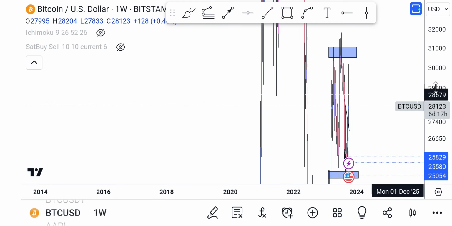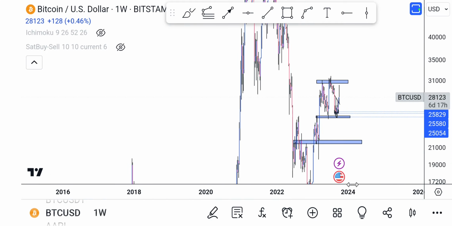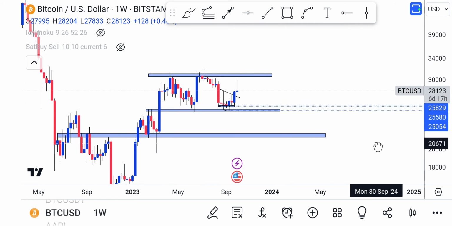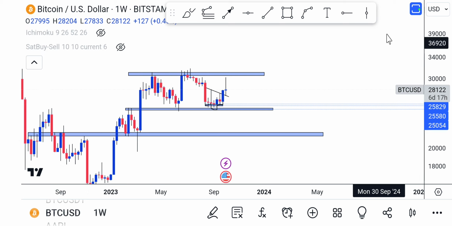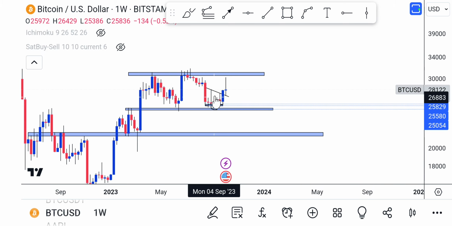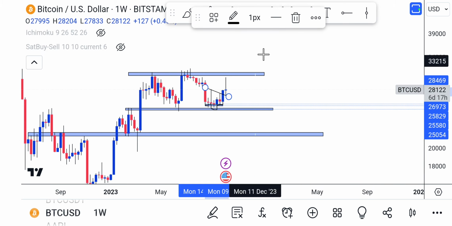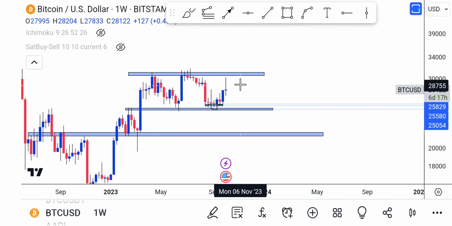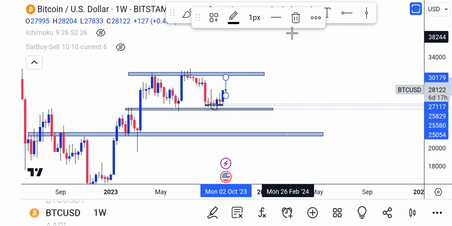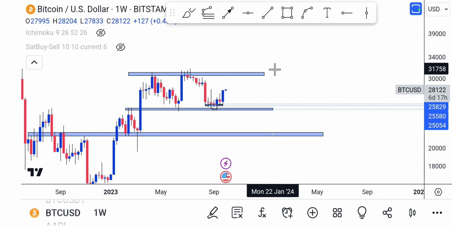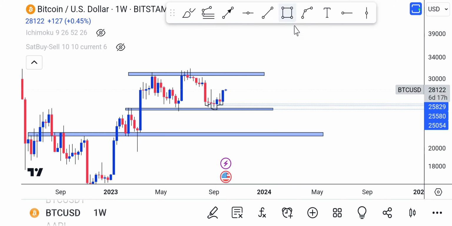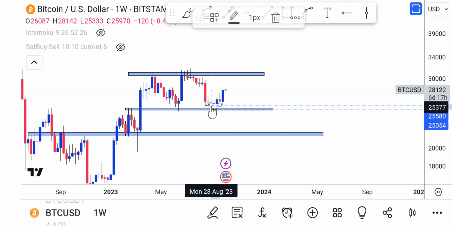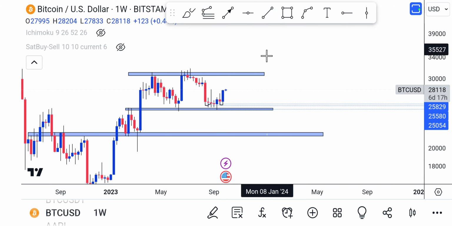So I want to look at the weekly time frame here. So what is more important here? What I want to pay close attention to while watching BTC move this week, this new month, is this, and I'm going to explain some levels here. I want you guys to pay close attention to this.